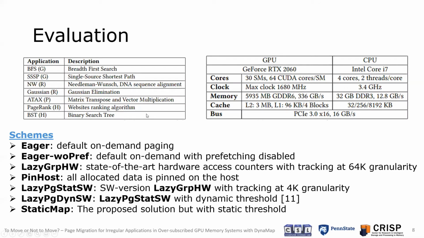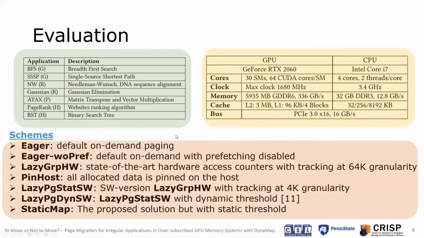So we do the evaluations using graph and scientific computing workloads, which are irregular and also used by previous works. For the platform, we conducted our experiment using a newer GPU, RTX 2060 with 6 GB GDDR6. As for the schemes, we compare our solution with the following. The first one is eager, which is on-demand paging and also the default mechanism in UVM. The second one is default on-demand paging but without prefetching. And then lazy group, which is hardware access counters with tracking at 64 KB granularity.